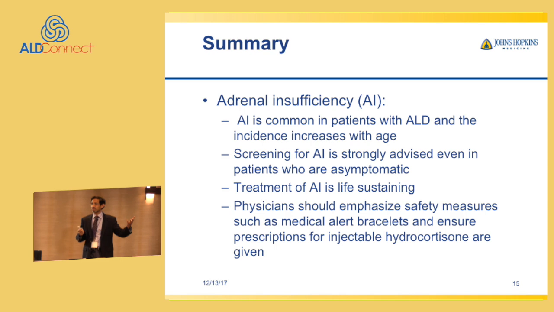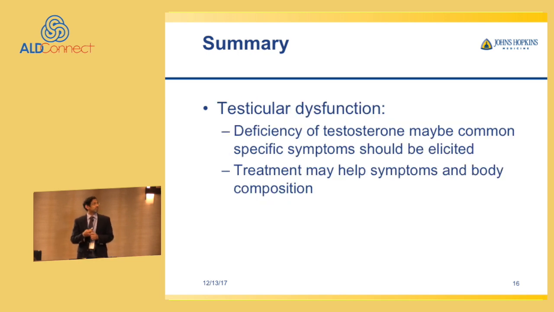I think you all can understand that treatment for AI is life-sustaining, and that we as physicians should always emphasize the safety measures that I talked about, such as medical bracelets and making sure that there's injectable hydrocortisone available at home. For testicular dysfunction, the deficiency of testosterone may be common. We should try and elicit symptoms and test for it, and if we find something is deficient, I think replacement of testosterone is indicated.